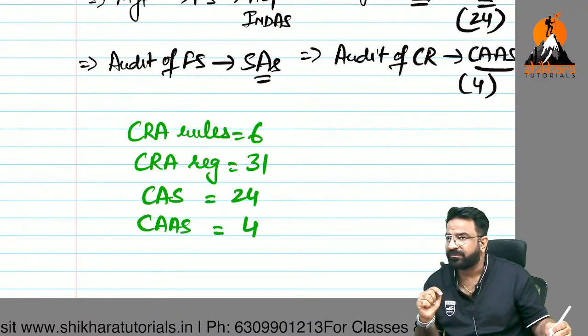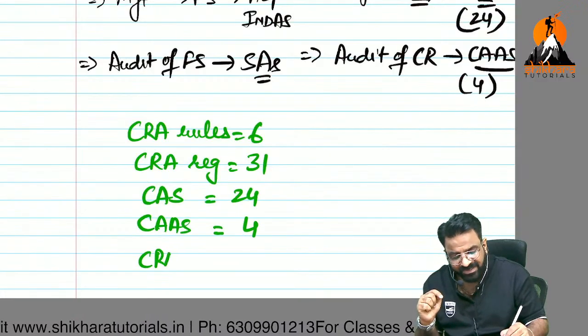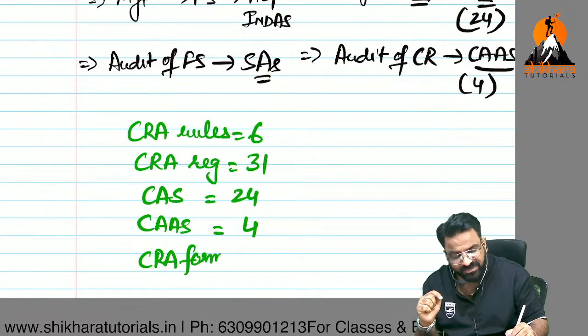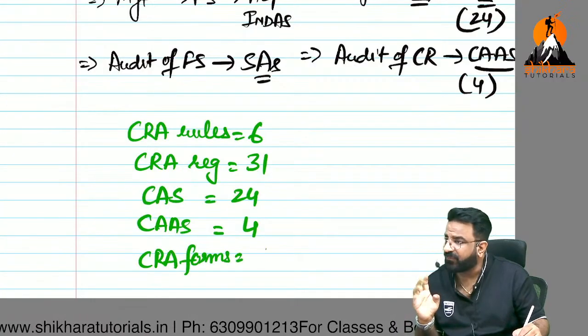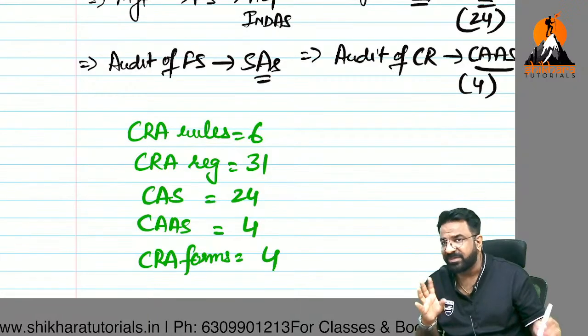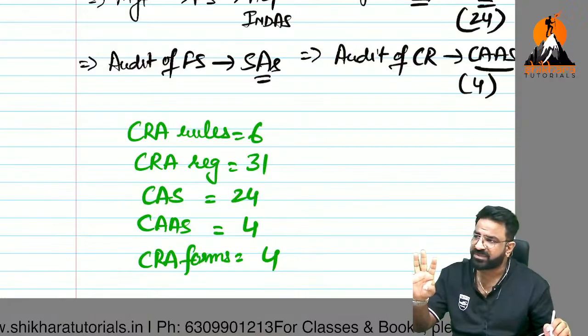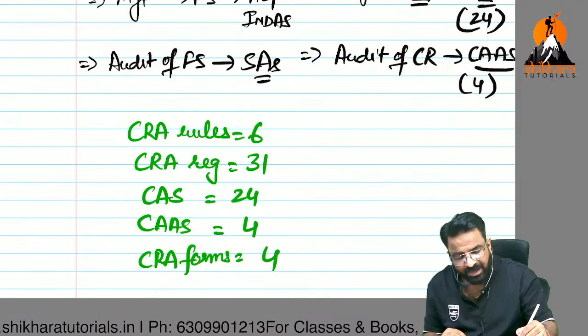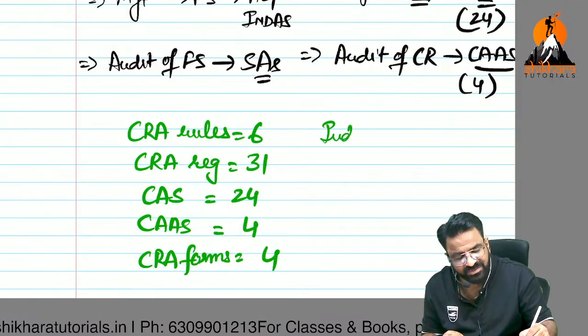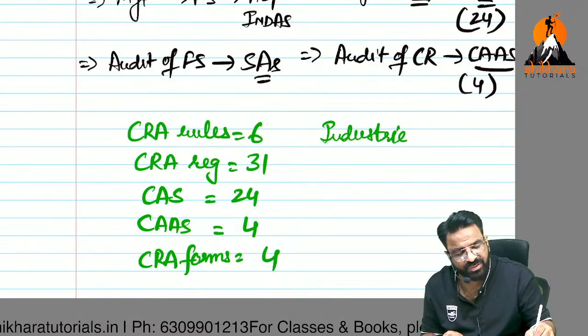How many CAAS are there? 4. Are you getting the point? How many CRA forms are there? There are a total of 4 forms. I hope you remember CRA1, CRA2, CRA3, CRA4. So total how many forms? 4 forms.